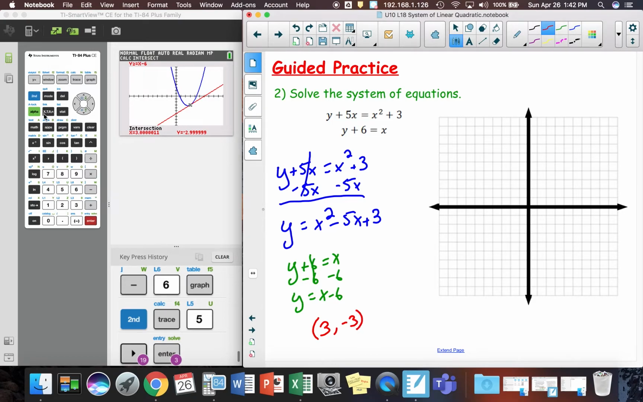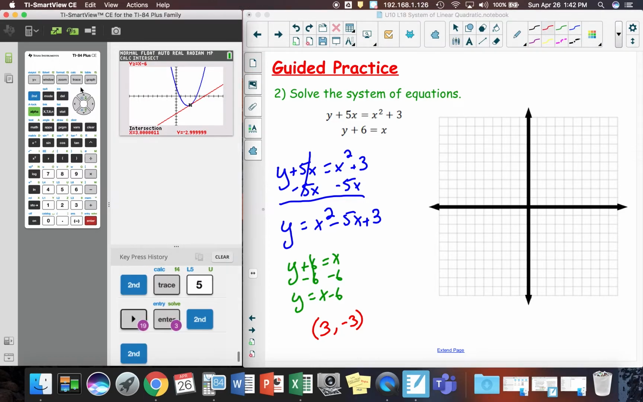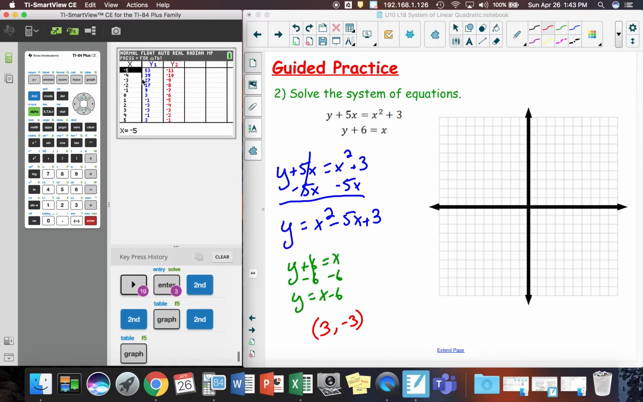Okay? I can also look at the table and see where these points are shared. So I press second graph, and I want to see where the y values are exactly the same. So for -5, all of these, they're not the same. But right here at -3, as you can see, we have -3 for both of the tables there. So that's also our intersection point.